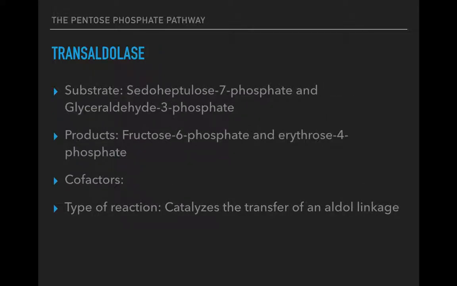Transaldolase. The substrate is going to be sedoheptulose 7-phosphate and glyceraldehyde 3-phosphate. The product is going to be fructose 6-phosphate and erythrose 4-phosphate. No major cofactors for this enzyme. And this reaction is going to catalyze the transfer of an aldol linkage.